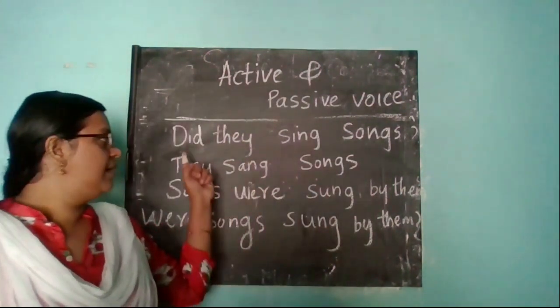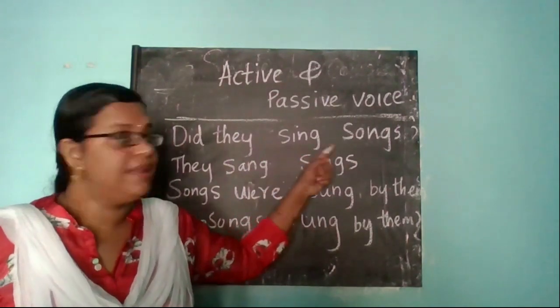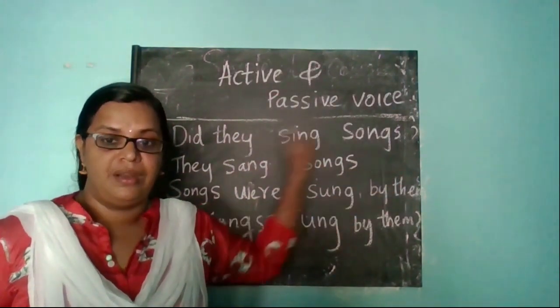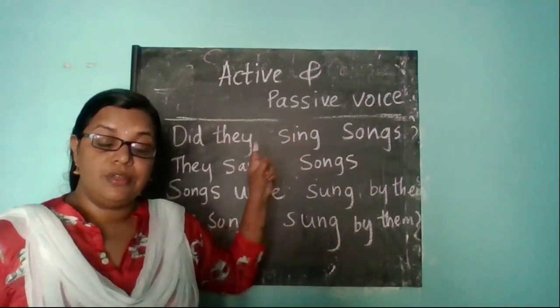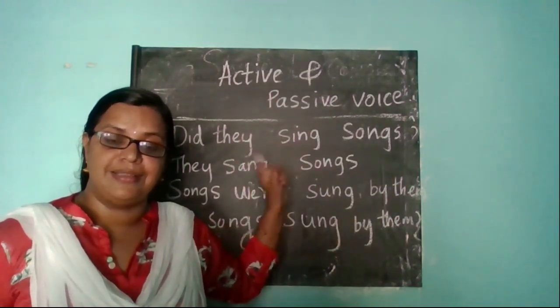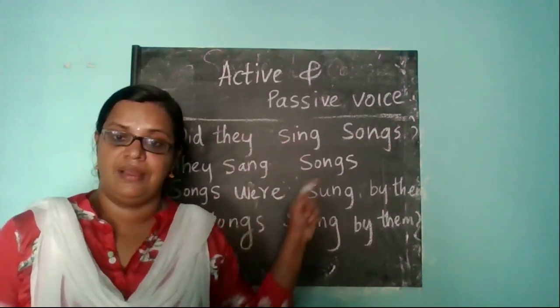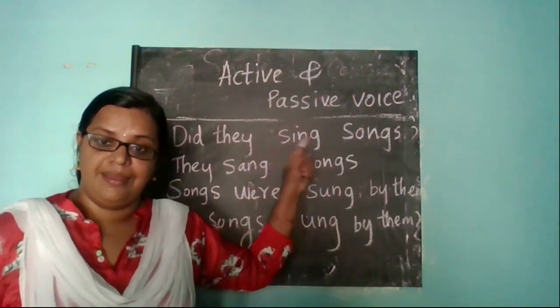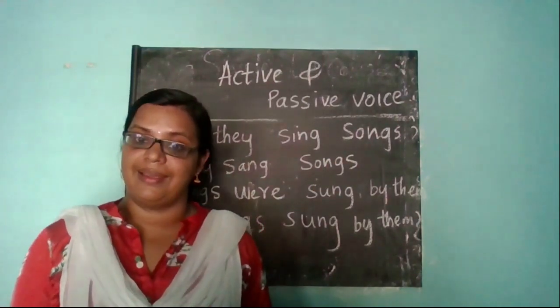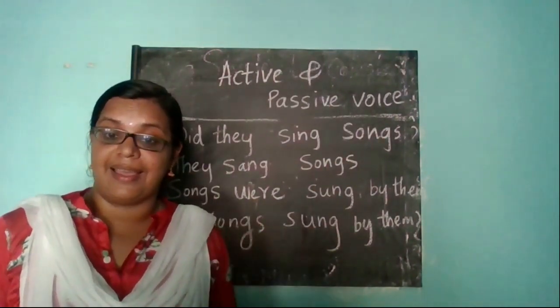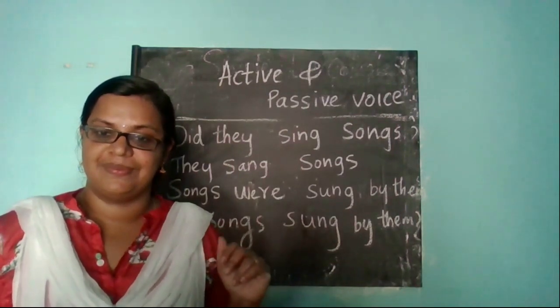See the sentence. Did they sing songs? So you have to convert this sentence into SVO pattern. Which is the subject? They. They, did plus sing is equal to sang. They sang songs.